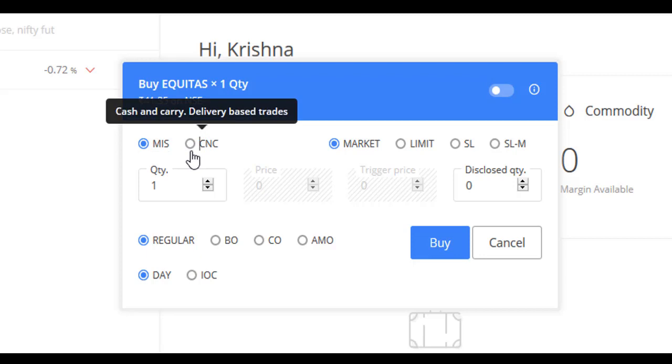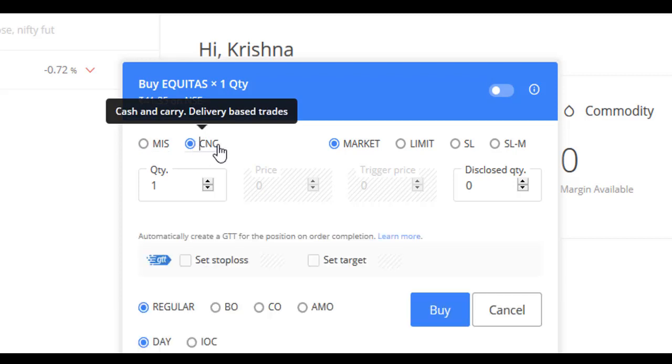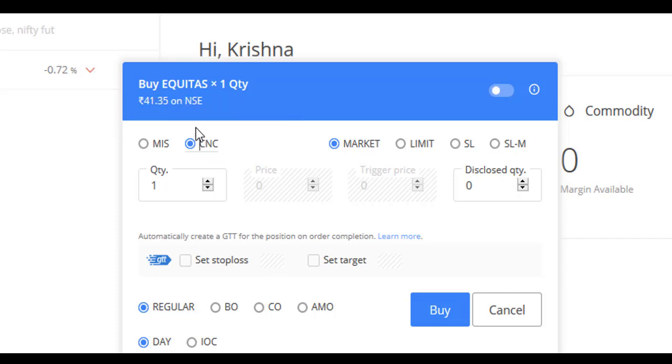And next, CNC. CNC is cash and carry. The name says cash and carry. You can only buy as much as is available in your account, and mainly this is for a delivery order. What we call delivery is long-term trades. So if you want to buy the stock and sell it after more than a day, like you want to sell the stock tomorrow or the day after tomorrow or maybe weeks or years later, all of that has to go under CNC. In this order, in case you don't have a stop loss or take profit, the order will not close, so it will keep on moving.